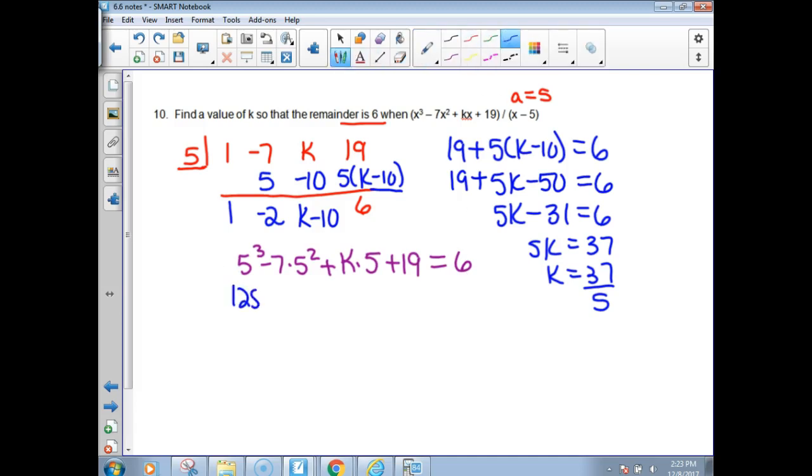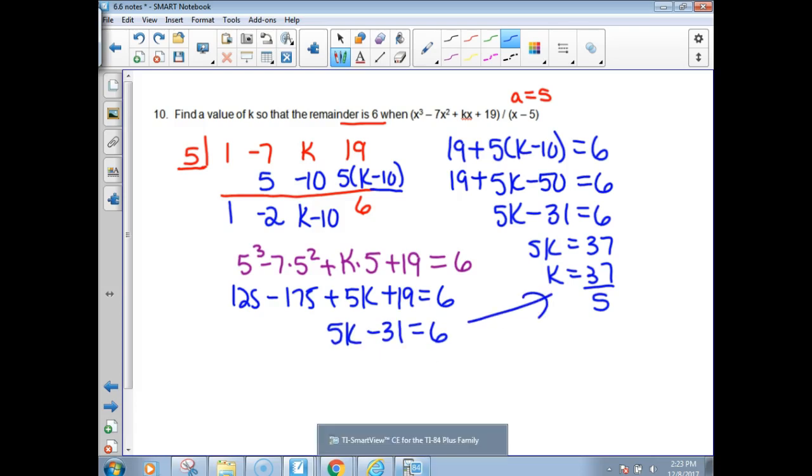That's 125 minus 175. 5 times 25 plus 5k plus 19. And if you combine your 125 minus 175, that's negative 50 plus 19. We're right back to here. Okay? Everybody understand if I combine all those numbers, I'm going to get 5k minus 31 equals 6. And blam, we got the same answer.